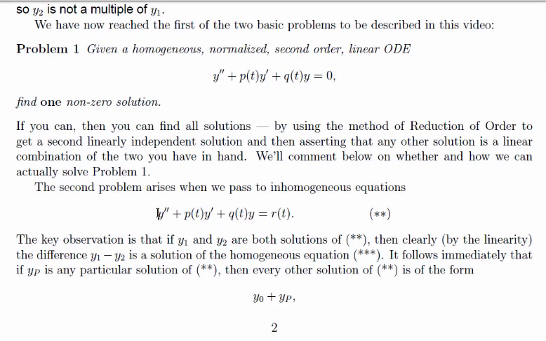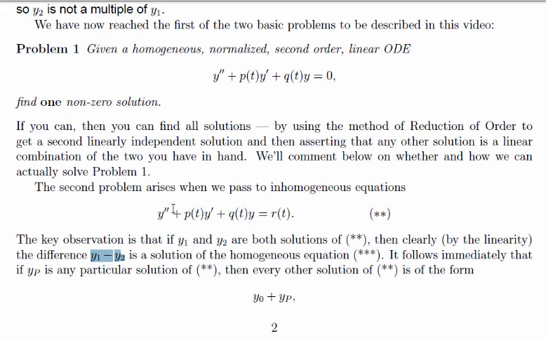So now I'm allowing the right-hand side to be non-zero. We have now an inhomogeneous equation. Here's the key observation. If y1 and y2 are both solutions of the inhomogeneous equation, then by linearity, the difference of those two functions is in fact a solution of the homogeneous equation.